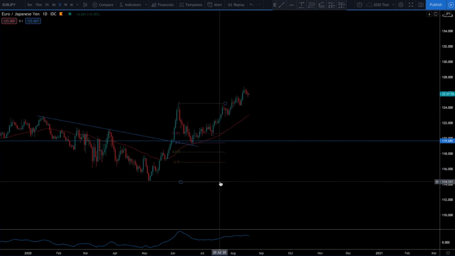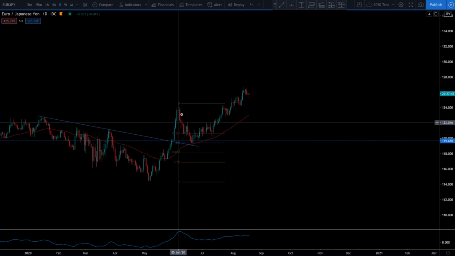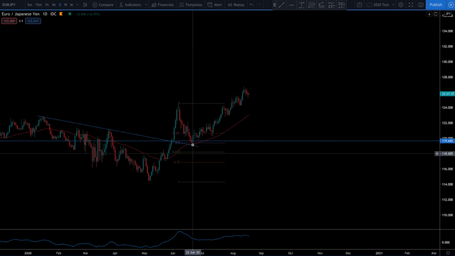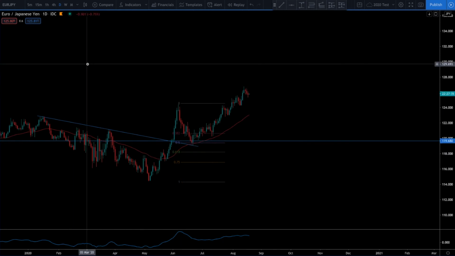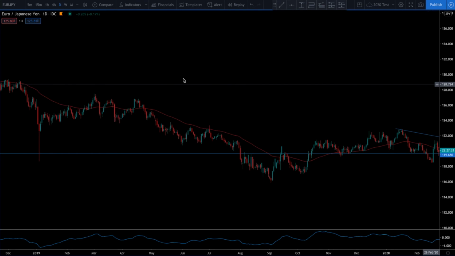So this is just a very simple explanation for people who don't know how to draw them in. You start from the most recent lows and go to the most recent highs. Obviously, there's been another high since this trade was taken. I will just show you again quickly.